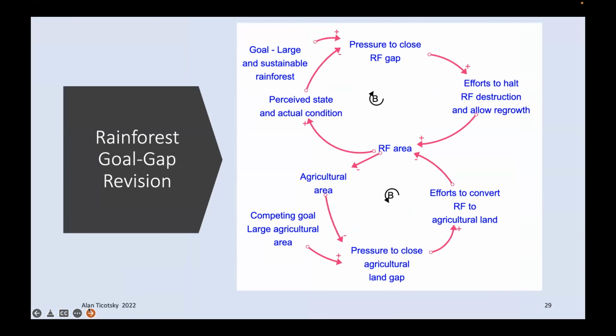So this is one of those goal gap situations. The one goal is a large and sustainable rainforest. That goal competes with the people who want a large agricultural area. And we end up with these two competing balancing loops.